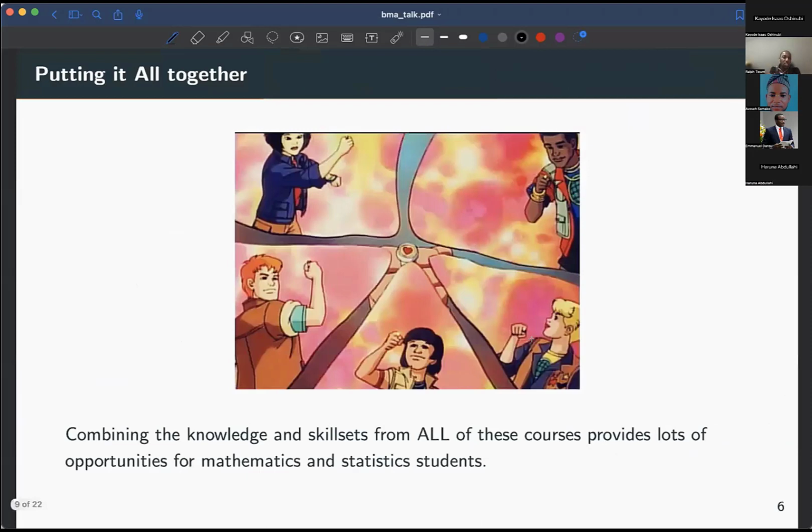And so when you put all of these together, and those of you who grew up in the 90s will notice where the caption is from, when you combine all the knowledge and skill sets from these, they provide a lot of opportunities in technology. So it's not enough to know one or two of them, but when you combine the powers, you are able to then see lots more applications. And so we'll look at some of the possible areas that we can use these skills.